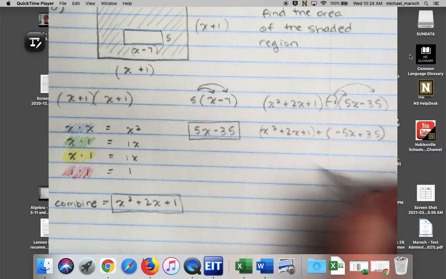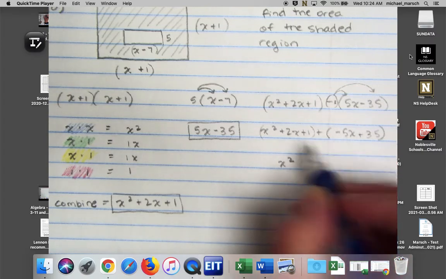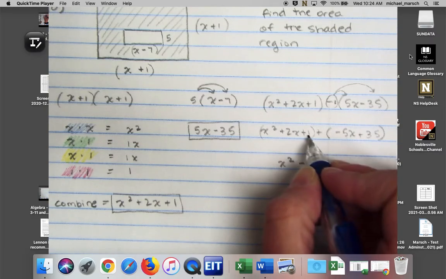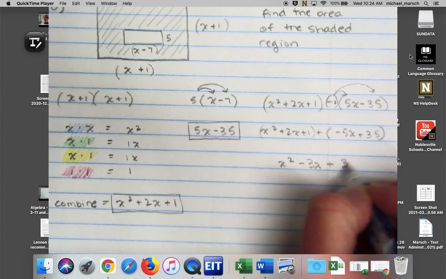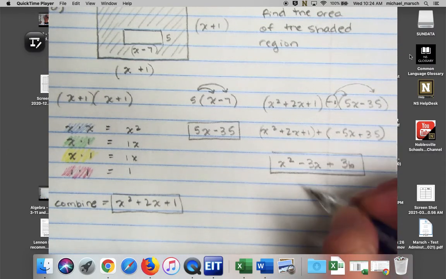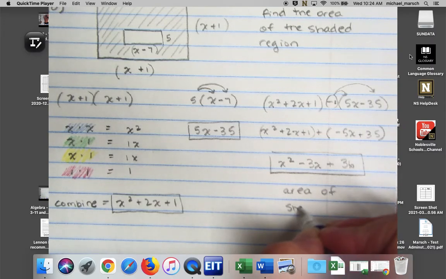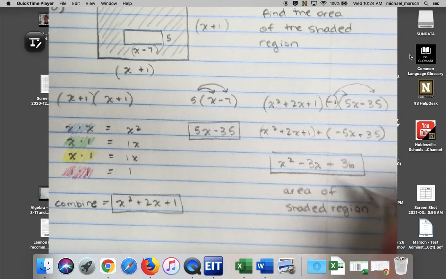So when I do all my amazing mathness, I'm going to get x squared. I have 2x minus 5x, so minus 3x. 1 plus 35 gives me 36. And that would be the area of the shaded region. Ta-da!